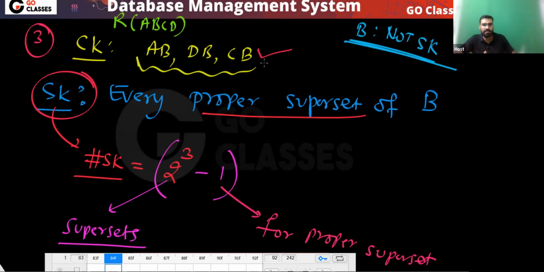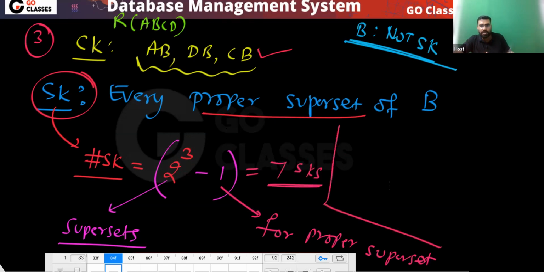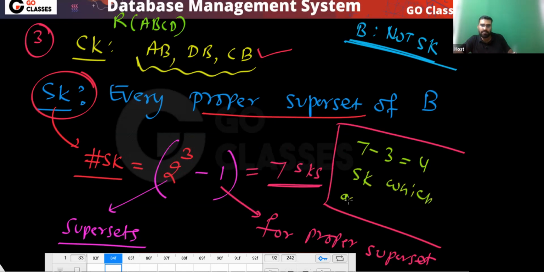We are removing B here. So these are the super keys. If the question asks you super keys, the answer will be 7. But the question is asking what? Number of super keys which are not keys. So I can say 7 minus 3, 4 super keys which are not keys.